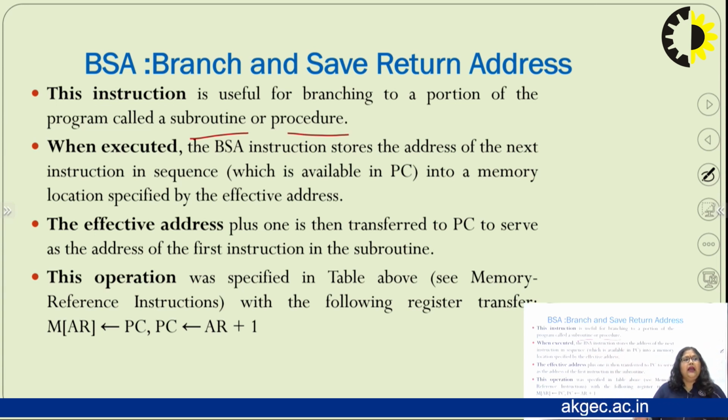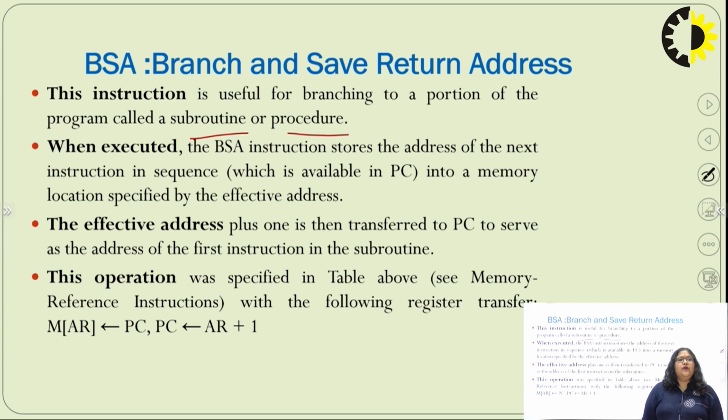When it is executed, the branch and save instruction stores the address of the next instruction in sequence in the memory location specified by the effective address. This operation is defined as AR+1 transfers to PC, and PC transfers to M of AR. This operation is very important when we have to execute BSA.